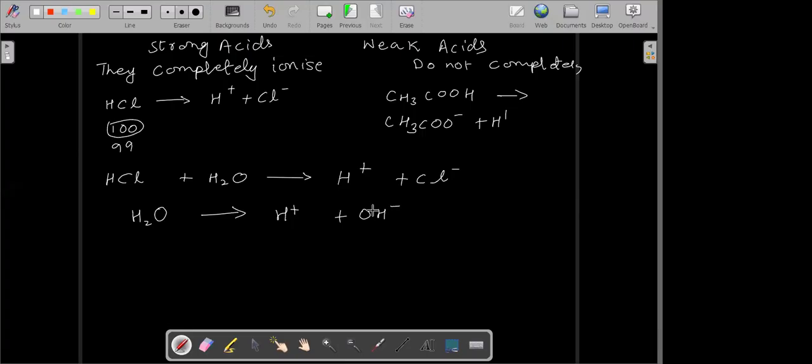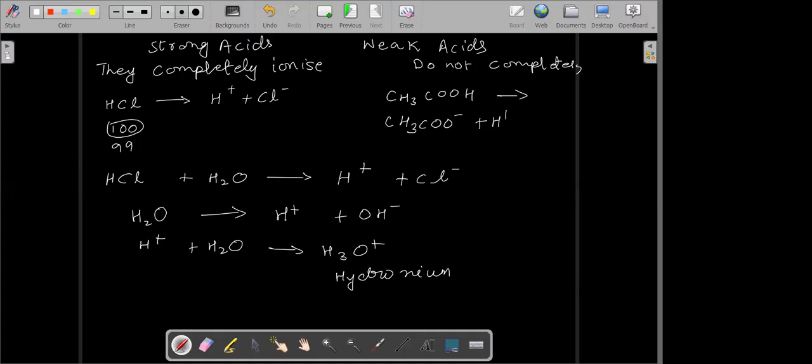So unstable means in the solution you will not be finding H plus ions as they are. The H plus ions will be combining with water molecules to form hydronium ions, H3O plus. This is a hydronium ion. So in solution, H plus ions exist as hydronium ions. However, we generally say H plus ions. Alright. Now, an important question.